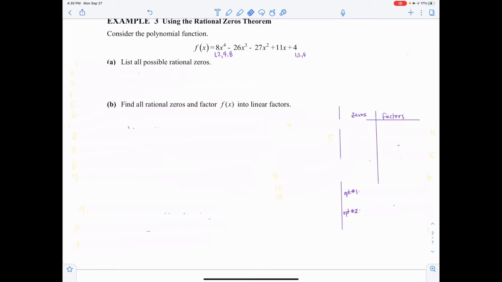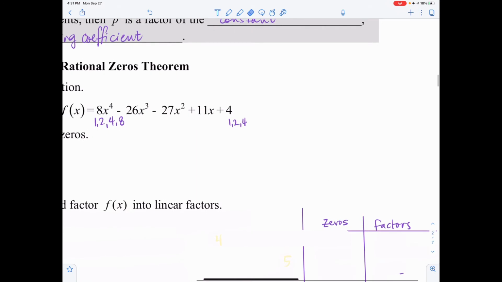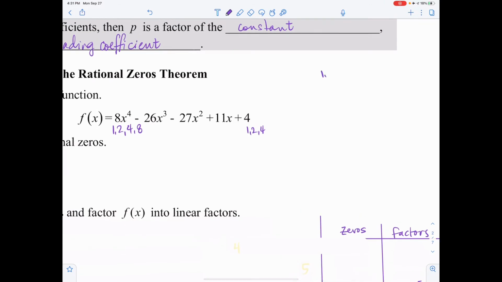Now, I'm going to show you a method of doing this. You cannot write this as a final answer, but part A asks me to list all of the possible rational zeros. So let me just walk you through what my brain is doing. This is not normally something I write on paper. It's just what my brain is doing. So you'll notice that P over Q, P is the factors of the constant. So this is the 1, the 2, and the 4. Over Q, the factors of the leading coefficient, the 1, the 2, the 4, and the 8.